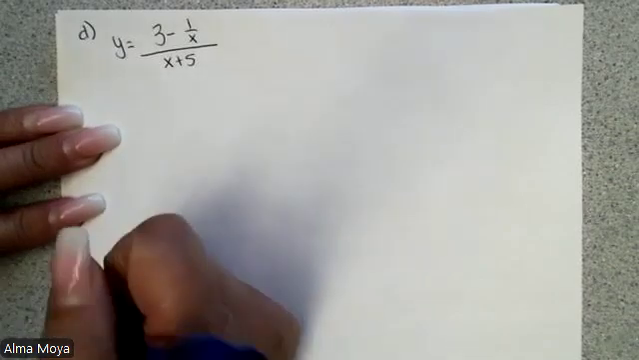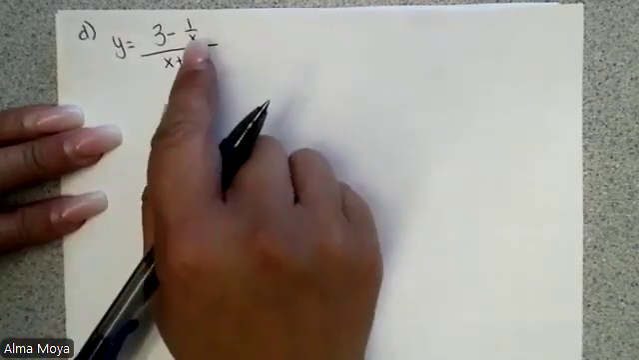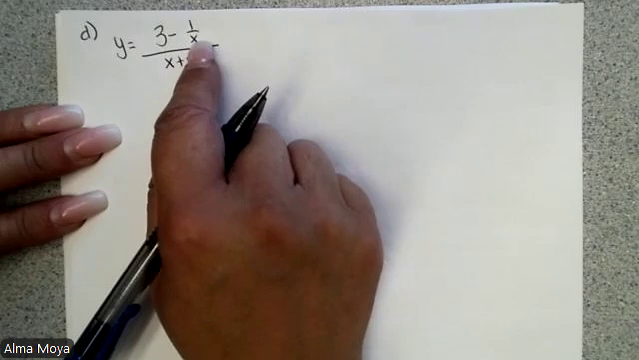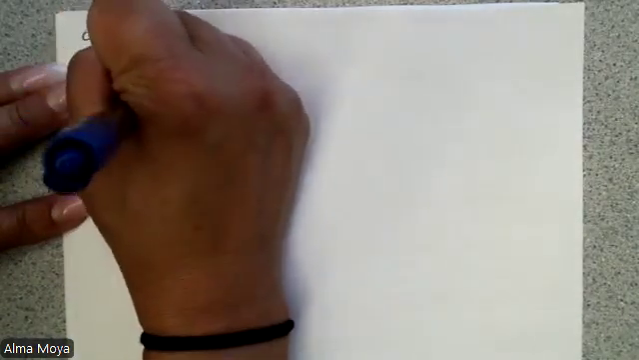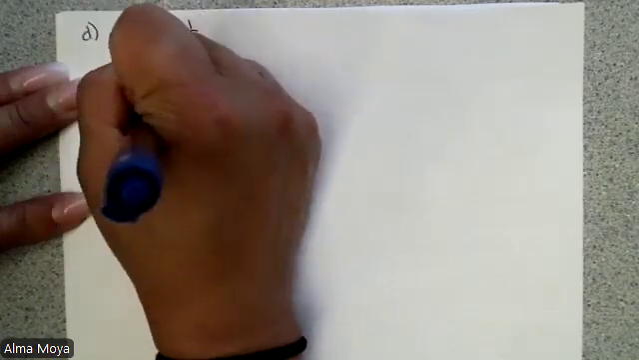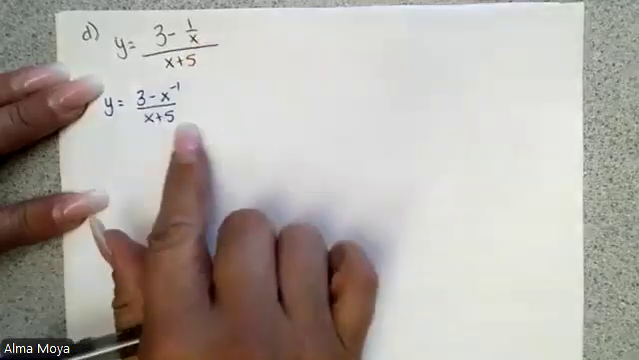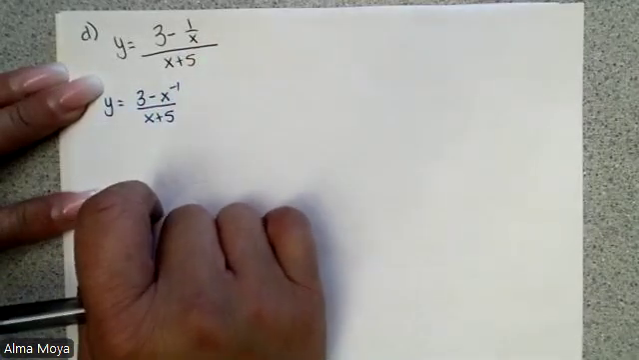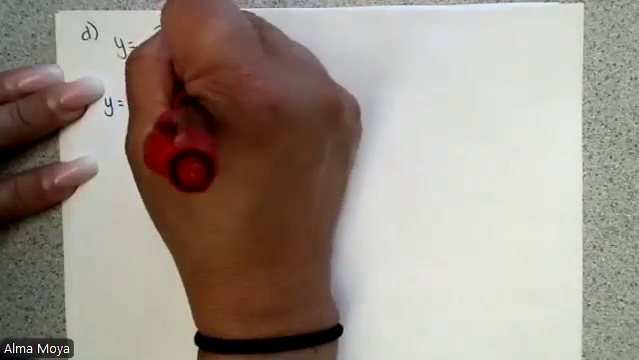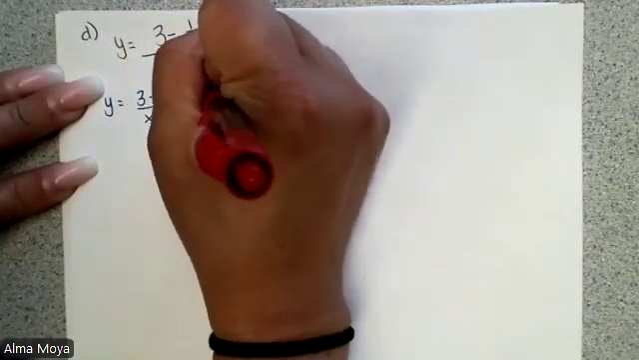So right now, you might automatically want to move that to the numerator. So that's going to be x to the negative 1 power. So you could rewrite this as 3 minus x to the negative 1 over x plus 5. Okay, it doesn't look that bad right now. But now let's do the quotient rule. This is going to be your high. This is going to be your low.